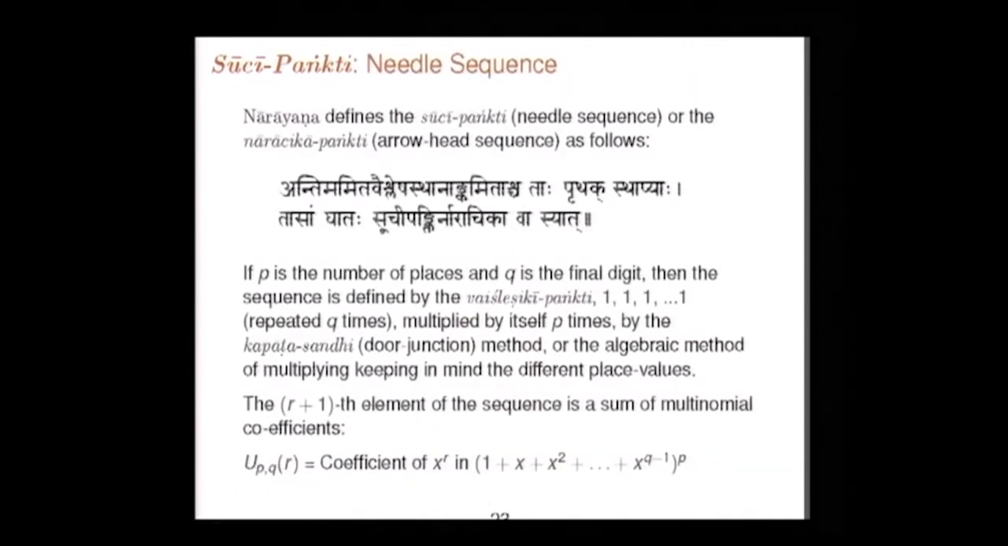So, in general, the needle sequence is given by just slightly different notation than the previous talk. U, P, Q are put as arguments of U; I have put them as subscripts here. So, U_{P,Q}(R) is the coefficient of x to the power R in (1 + x^2 + x^Q - 1) whole to the power P. As was emphasized by Professor Sriram, Narayana Pandita does not define it in this manner. But what he is saying is an algebraic definition.